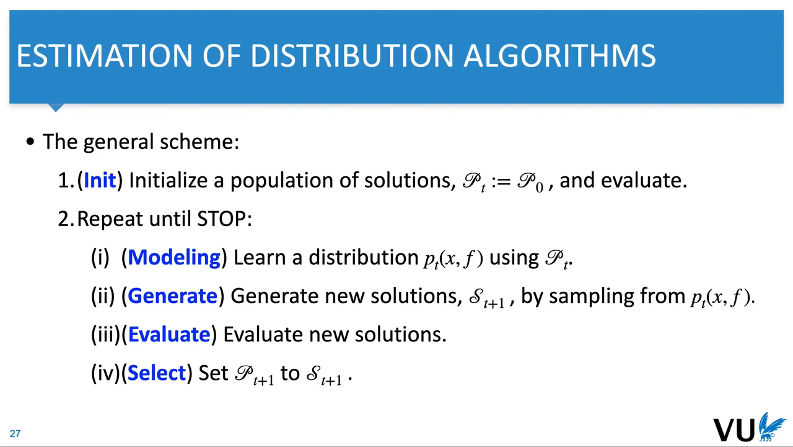So you see that now in the select step, we don't take into account the previous population. However, of course, you can easily modify it by also maybe taking some best solutions so far. But this is the standard estimation of distribution, all right?